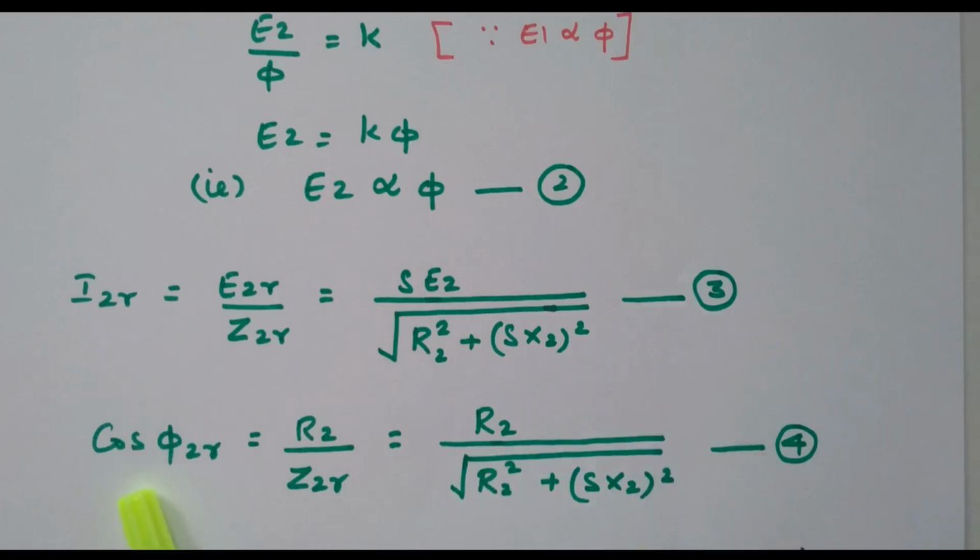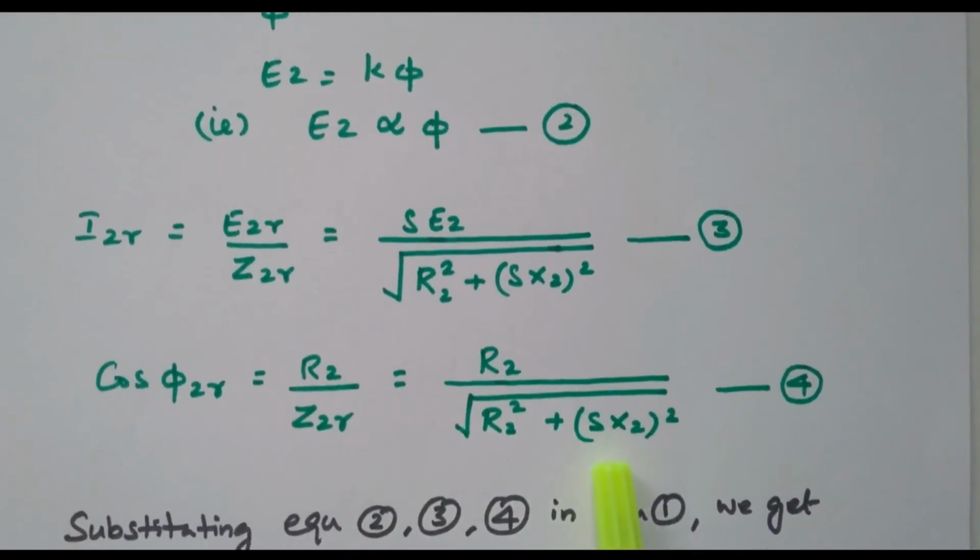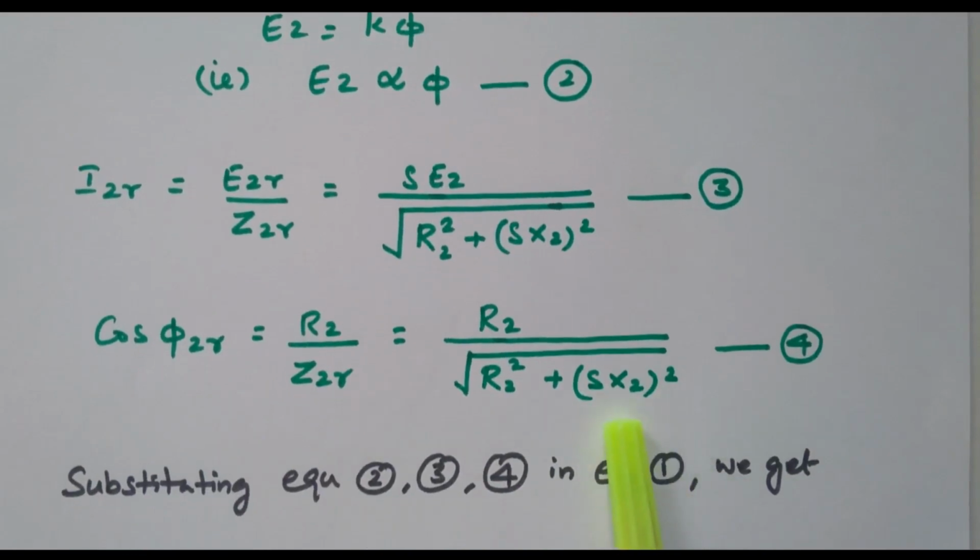Then the rotor power factor cos φ2R is nothing but R2 by Z2R. The general formula is power factor equals R by Z, resistance by impedance. So R2 divided by Z2R is R2 divided by the square root of R2 square plus (S into X2) square. We take this as equation number 4. Now we have the expression for flux, rotor current and rotor power factor. Now we will substitute equations 2, 3 and 4 in equation 1, so that we can frame the equation for torque.